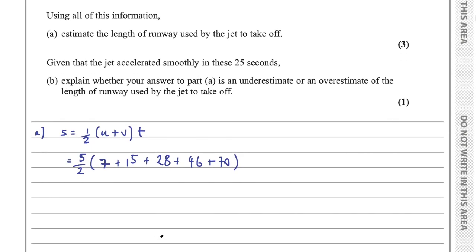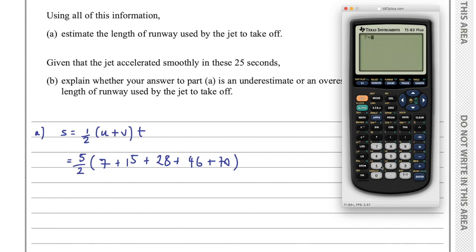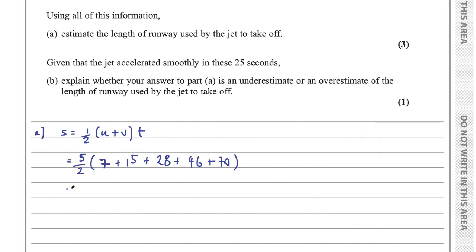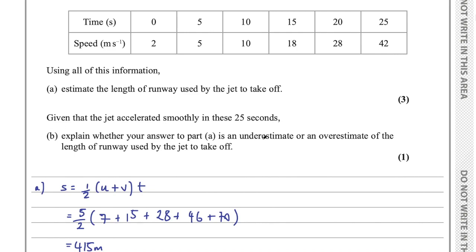So basically adding these up, I might just get a calculator just to make sure I don't make any mistakes. So I'm doing 7 plus 15 plus 28 plus 46 plus 70, and then multiplying that by 5 on 2, and I get 415 for my total distance traveled. Okay, on to part B. Part B says, given that the jet accelerated smoothly in these 25 seconds, explain whether your answer to part A is an underestimate or an overestimate of the length of the runway used by the jet to take off.